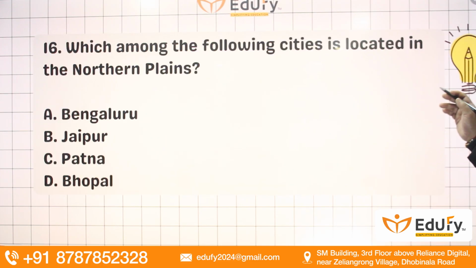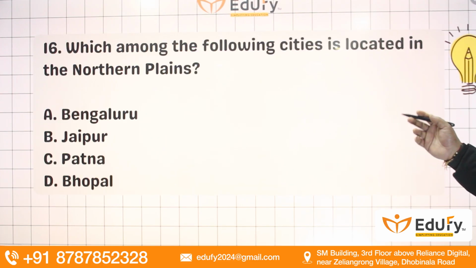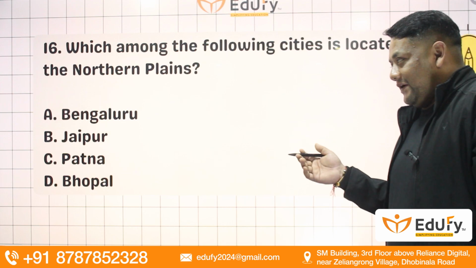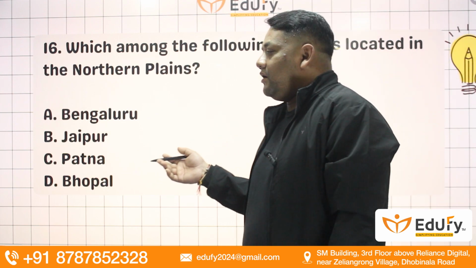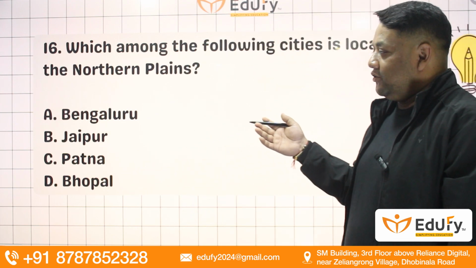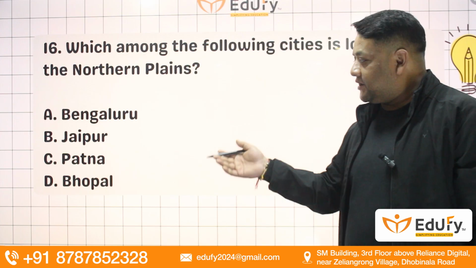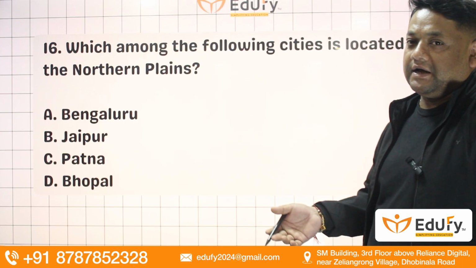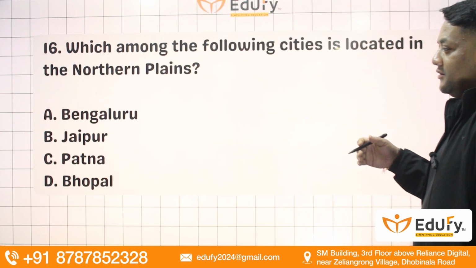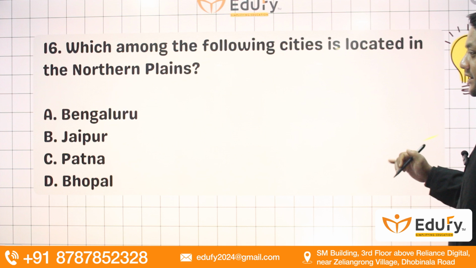Which among the following cities is located in the northern plains? It's a mapping one, but very simple. Obviously, Patna, right? Bangalore we all know is south, Jaipur is Rajasthan, Bhopal is in Madhya Pradesh, Patna is in Bihar, and the Ganga passes right by it. So Patna is the right answer.